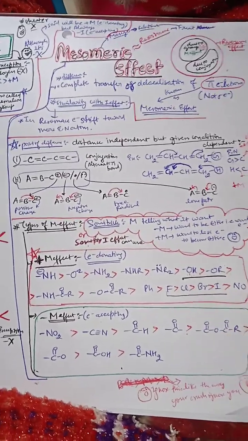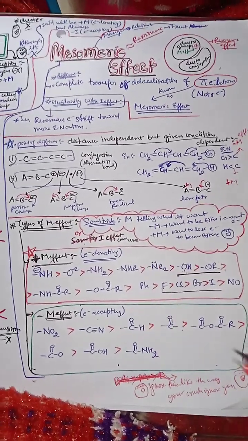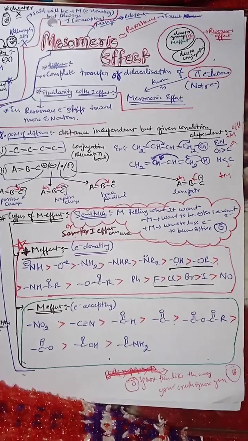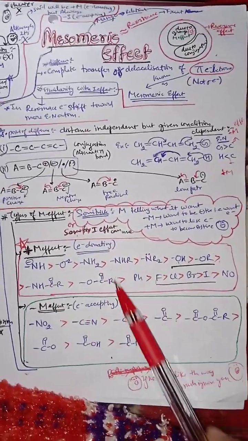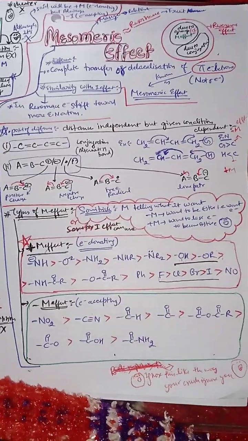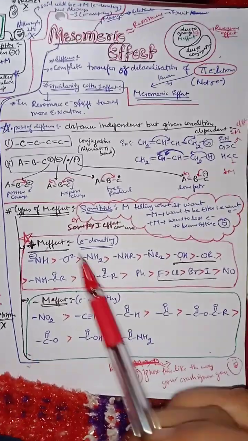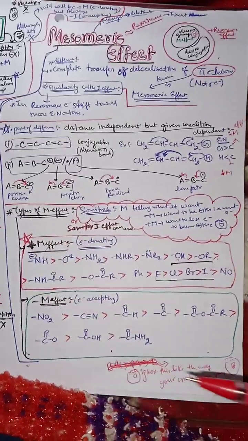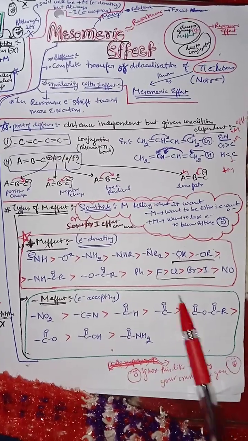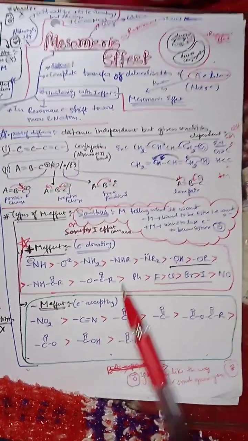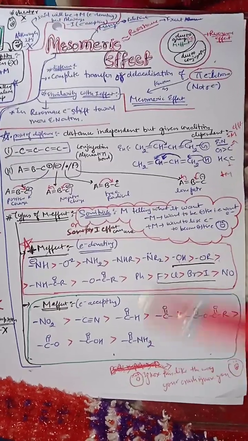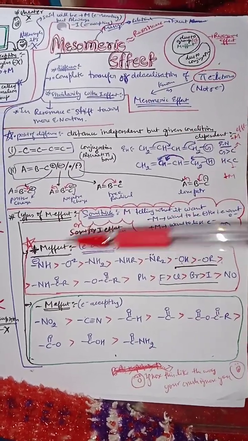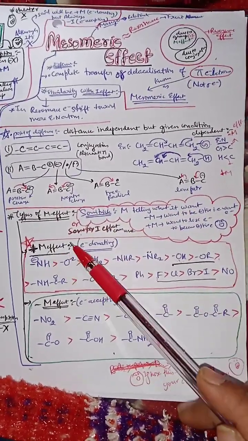This is one of my tricks also. Here the advice I will give you is that the most important order, which you will see in questions more often, is plus M effect. But if you learn the minus M order, which is a little easier, then the rest you can automatically guess for the plus M effect.